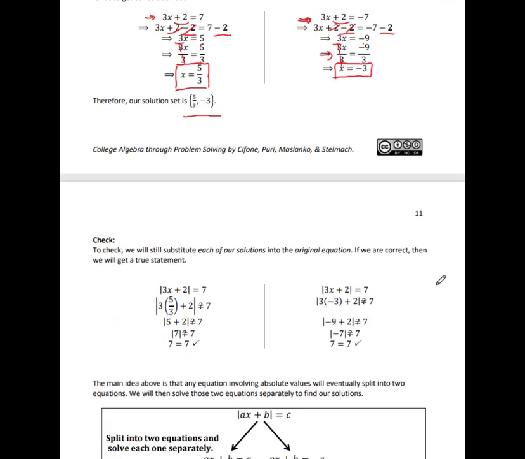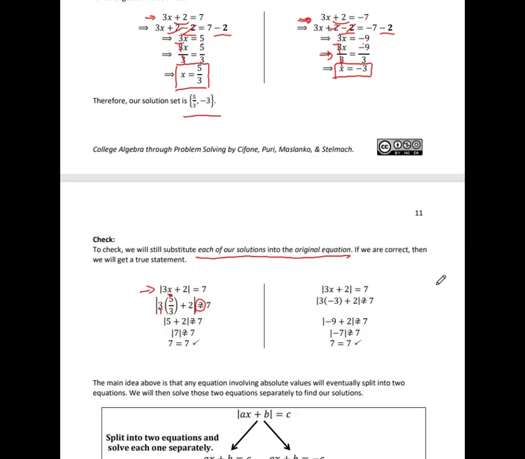Let's check to make sure we have correct answers. When you're checking, you're going to substitute each of your solutions into the original equation. So you're starting with the original equation. First, you're going to check the value of 5 over 3. Everywhere you have an x, you're going to replace that x by 5 over 3. And you have a question mark here because we're checking if the left-hand side of the equation is equal to the right-hand side of the equation. Now let's simplify the left-hand side. So we have 3 multiplied by 5 over 3. If you like, you can rewrite 3 as 3 over 1.